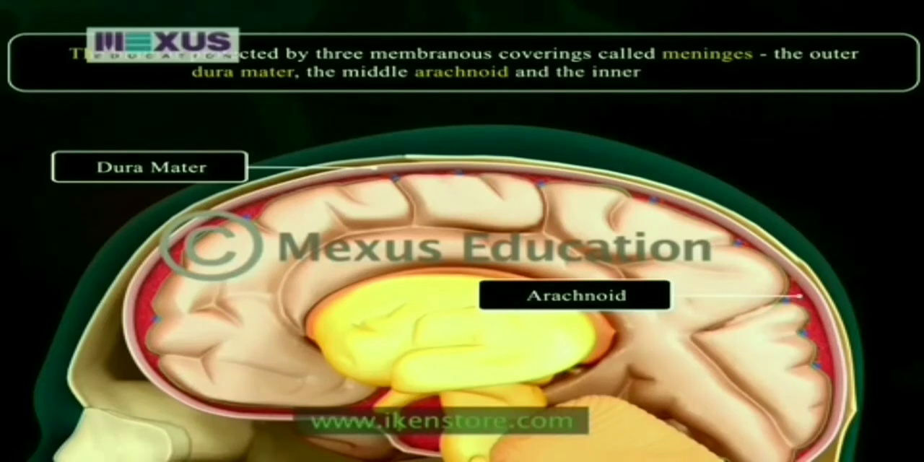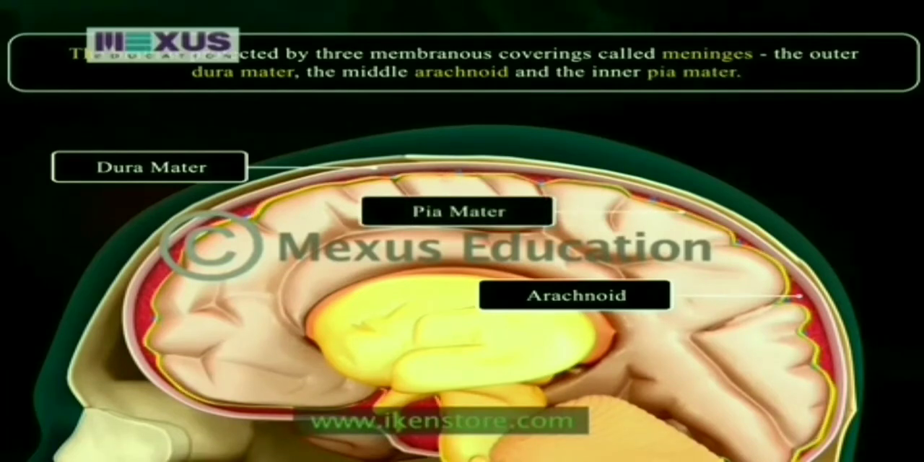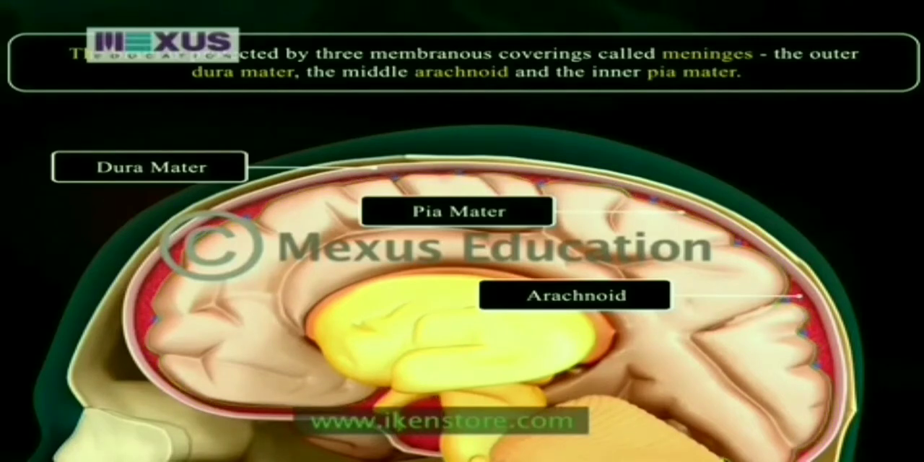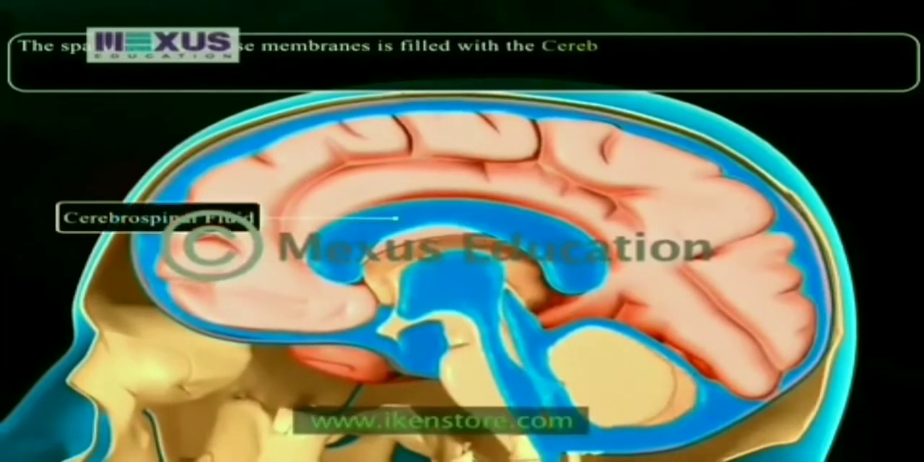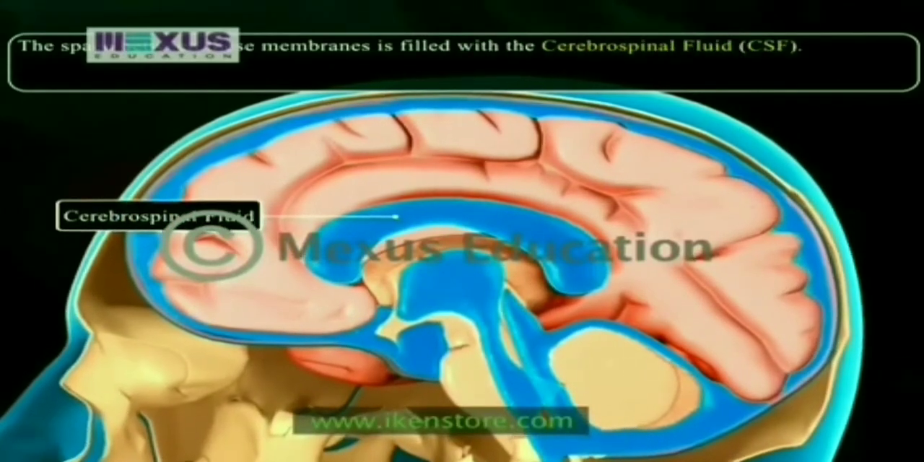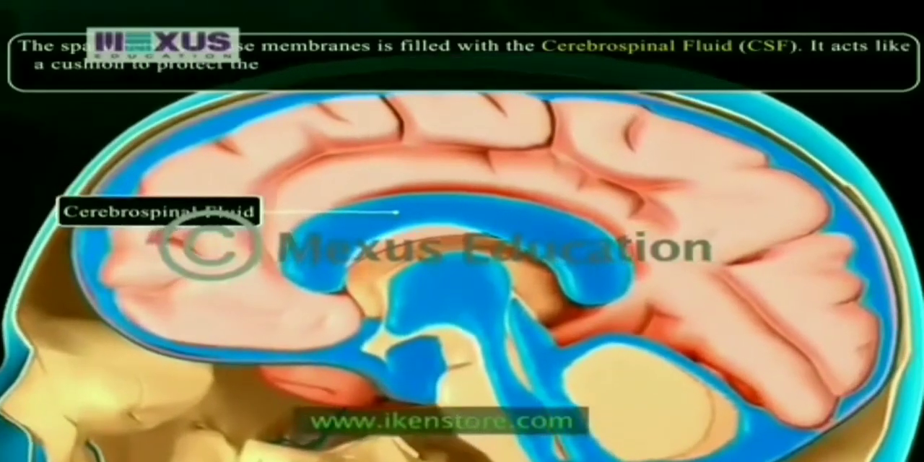Arachnoid mater is the middle, thin and non-vascular layer of connective tissue having a web-like appearance. It is separated from pia mater by the subarachnoid space. Pia mater is the innermost, delicate and highly vascular membrane, lying in close contact with the central nervous system. All the spaces between these meninges are filled with cerebrospinal fluid, that is CSF, which is a lymph-like extracellular fluid. The next part is CSF, that is cerebrospinal fluid.